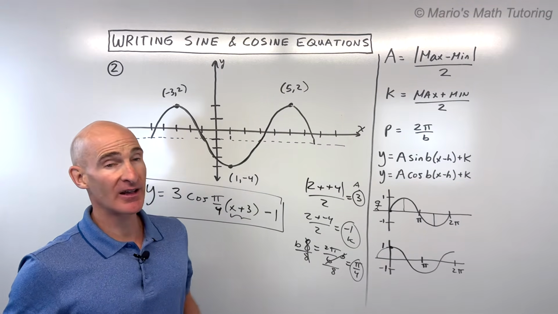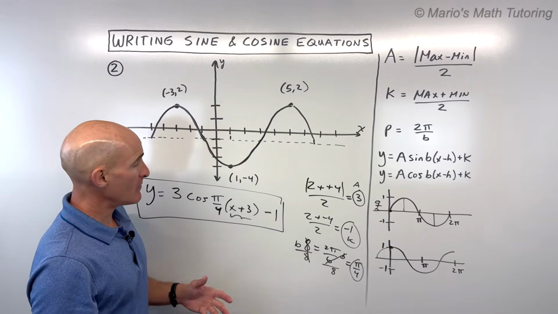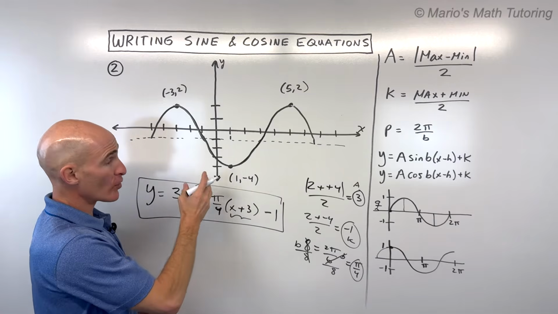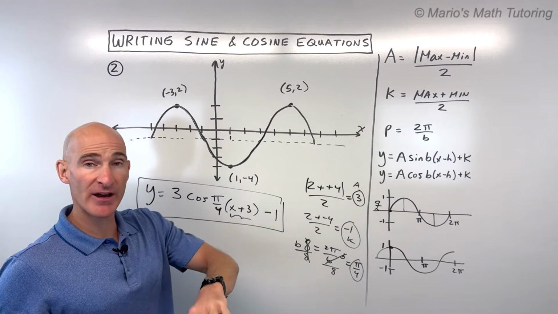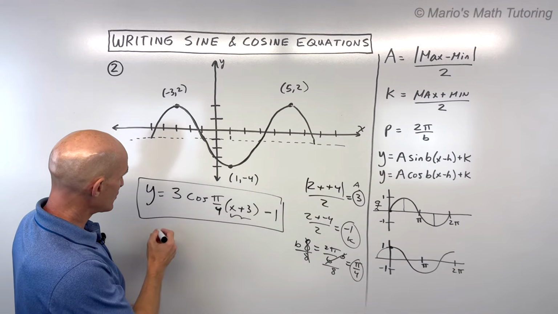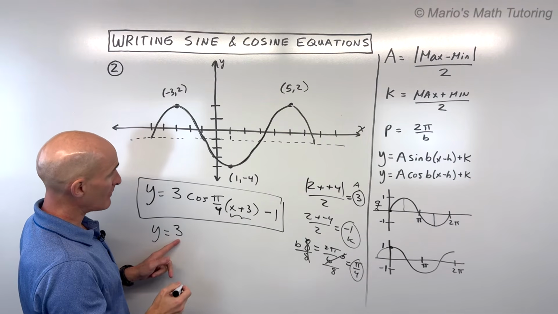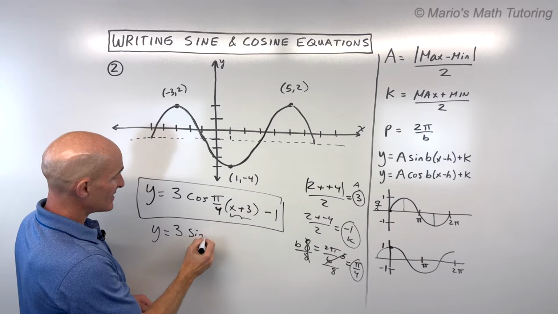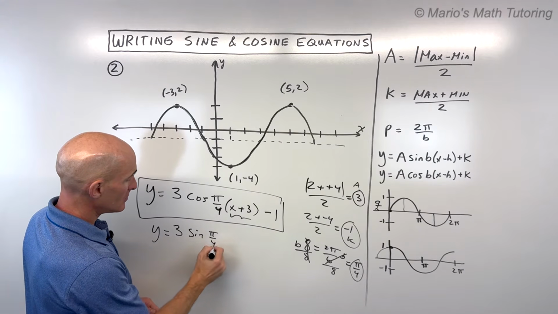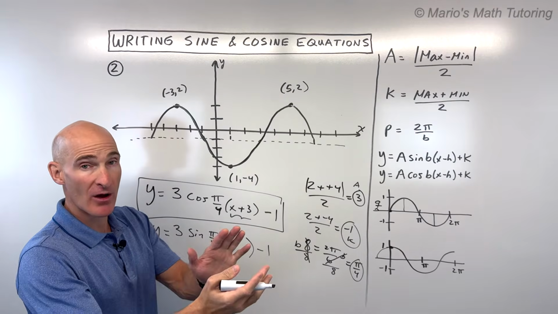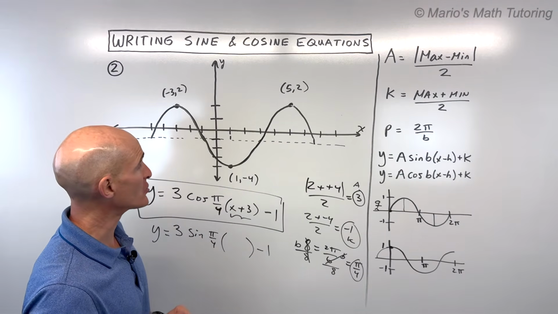If you didn't get this particular equation, it may be that you had picked this as a starting point. Or maybe you wrote it as a sine graph, or maybe you had a reflection over the x-axis first. So let's look at a possibility for the sine graph. Remember, we said it has the same amplitude, the same b value, the same k value. Now we just want to figure out the phase shift or the horizontal shift.